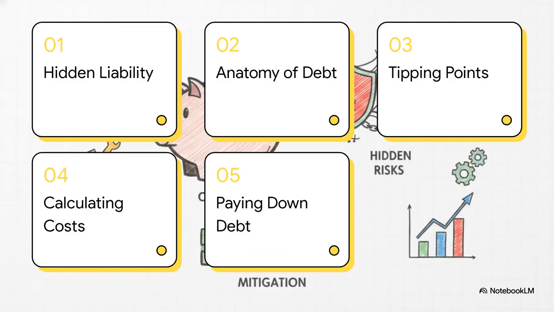Here's our roadmap for today's explainer. 1. The hidden cyber liability. 2. Anatomy of security debt. 3. Real-world tipping points. 4. Calculating the invisible cost. And 5. Paying down your debt. Let's get right into it.